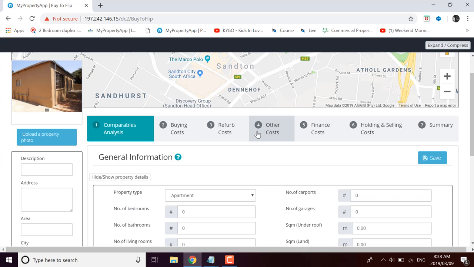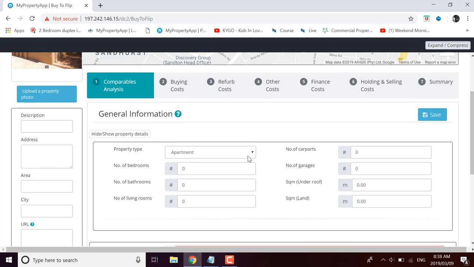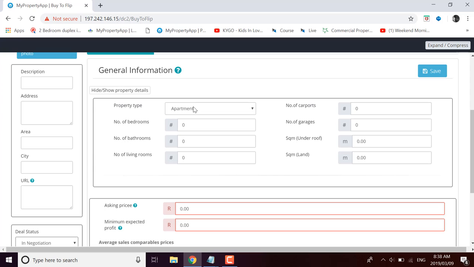Other costs are unique costs that are part of property but don't always appear in every deal. Then your finance cost, your holding cost, which is the cost of holding the property, and your selling cost, which is your estate agent's fee. And then a summary tab, which tells you whether this is a good deal or not. And we've added some tool tips here so that you can just get a sense of what's happening on the app. First, in your beginning of the app, you're going to explain: is it a house, a townhouse, vacant land, how many bedrooms, how many bathrooms, how many living rooms, carports, etc.